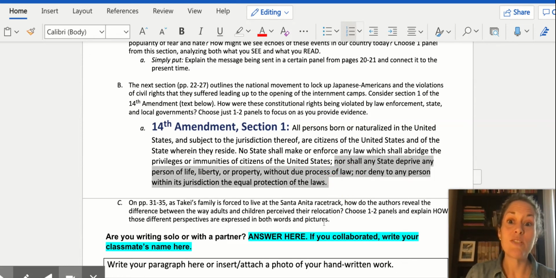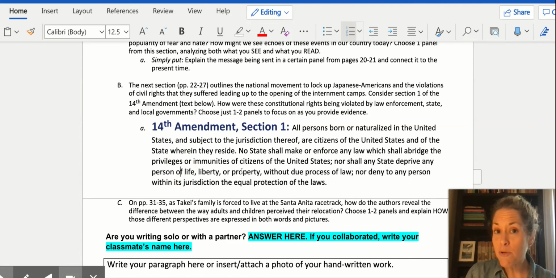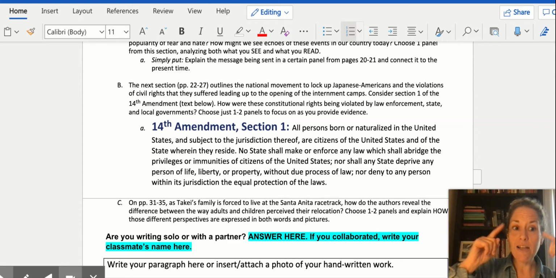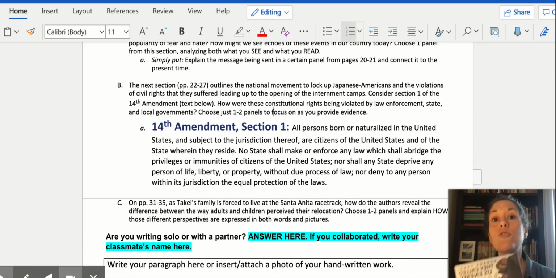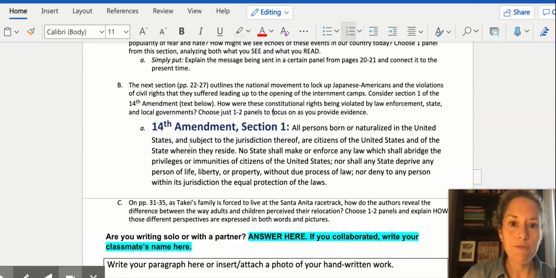And part of it says that no state shall deprive the person of life, liberty, or property without due process of law. Meaning the police can't just come, knock down your door, and start taking your things without a warrant, without all those legal procedures, even though that may happen at times. So when that happens, that would be a violation of our constitutional rights. So you're basically like close reading this section of this amendment to the Constitution, and then applying that to pages 22 to 27 of They Called Us Enemy. Find an example of, in this case, Japanese Americans' constitutional rights being violated in California.